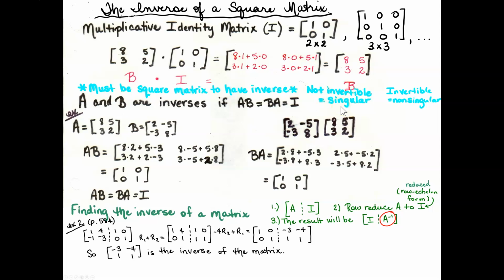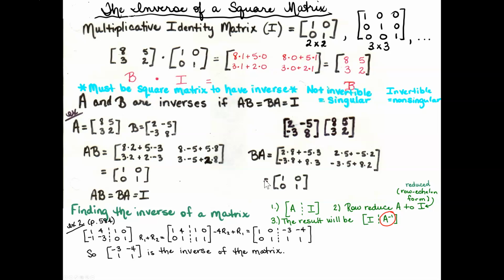It's not invertible. All right, if two matrices are inverses of each other, then when you multiply them in either order, you will get the identity matrix. All right, so if matrix A and matrix B genuinely are inverses of each other, then when I multiply them in either order, A times B or B times A, both times you can see I'm going to get the identity matrix 1, 0, 0, 1.